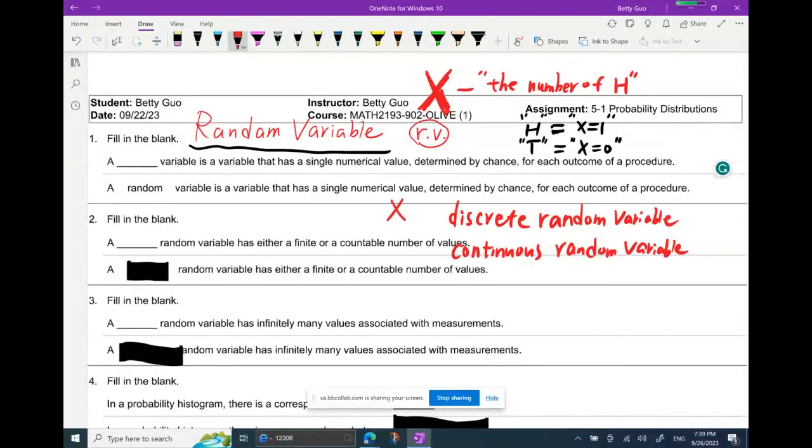If the random variable x only has a finite number of values, or x could assume infinitely many but countable many numerical values, then x is discrete. In contrast, if random variable x could assume any value in an interval, for example, from 0 to 1, any value in this interval, then x is continuous. Let me give you some examples.